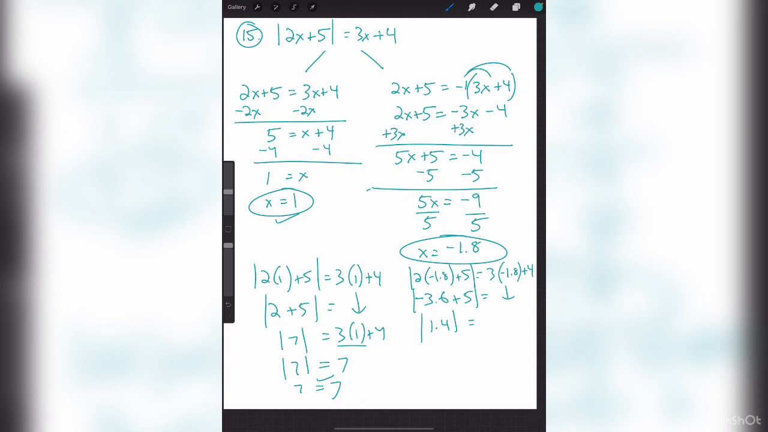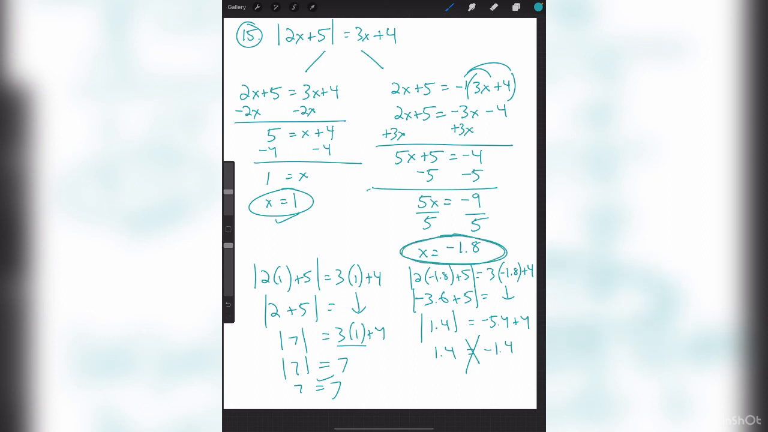And I'm just going to multiply real quick. 3 times negative 1.8. That gives me negative 5.4 plus 4. So this gives me 1.4. And then if I add on this side, negative 5.4 plus 4, that gives me a negative 1.4. Is 1.4 equal to negative 1.4? It is not. Okay, so this would be something called an extraneous solution, right?